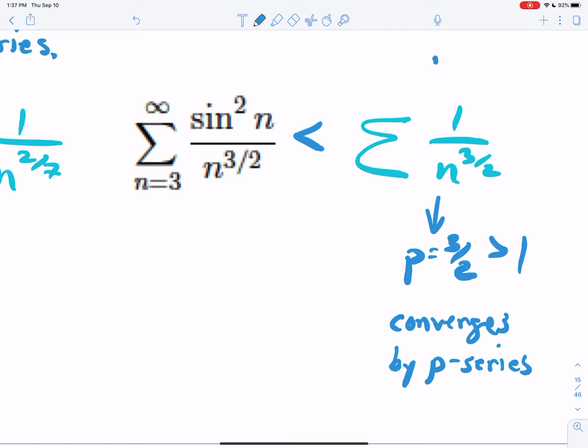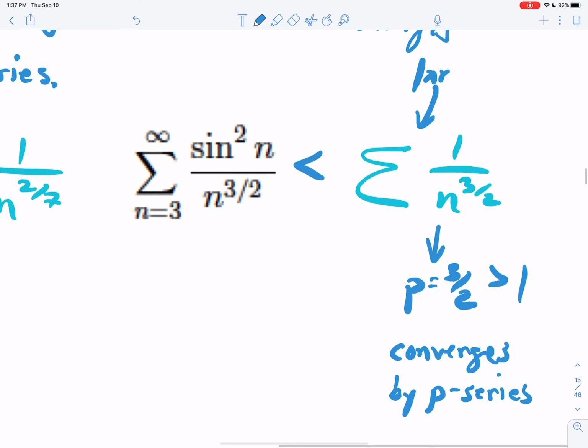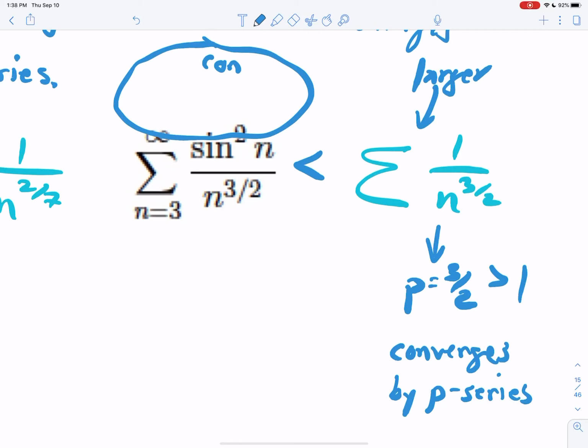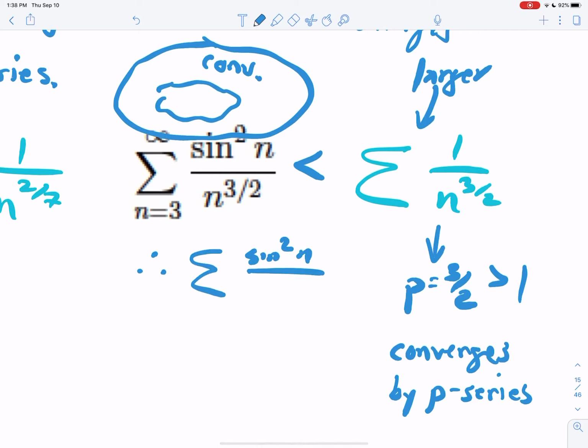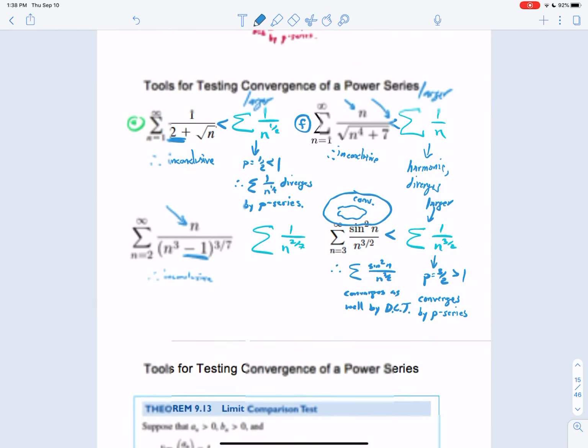Okay, so according to my inequality, this is the larger one. The larger one converged. So does that mean that the smaller one will converge too? Absolutely. When a larger series converges, if the larger series is finite, then anything smaller than it has to be finite as well. So therefore, sine squared n over n to 3/2 converges as well by direct comparison test.